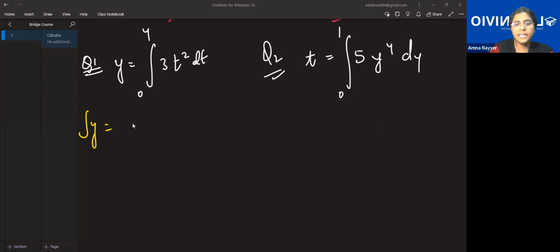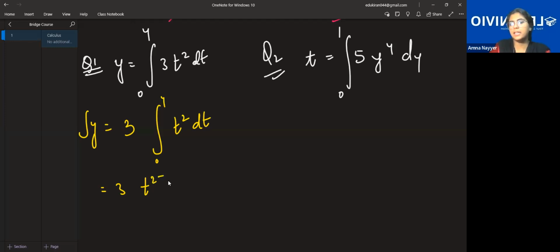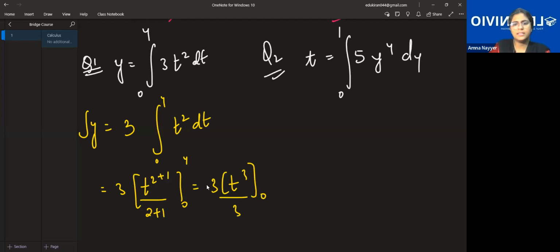So see, 3, we'll keep it as it is. We have t square dt from 0 to 4. The first step we follow whenever we are integrating this, we put the plus sign. Now we have obtained 2 plus 1. We divide it by 2 plus 1 from 0 to 4. See, 3 t to the power 3 divided by 3 from 0 to 4. This 3, they'll cancel each other. First, we'll put the upper limit 4 to the power 3 minus the lower limit 0 to the power 3. So we'll just get 4 cube. 4 cube is 64.